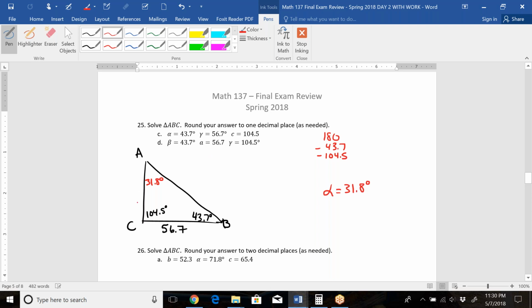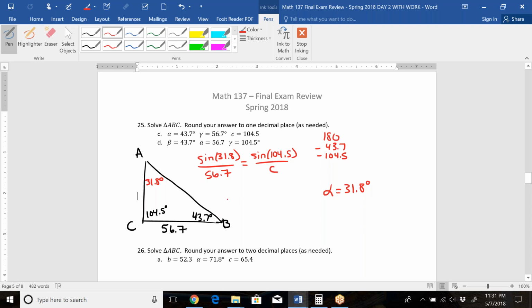And then I need to find little b and little c. So if I know an angle and a side across from it in any triangle, and I know another angle or another side, I can use the law of sines. So the law of sines says that if we do sine of 31.8 over 56.7, I have to use this angle and this side because that's the only two I have across from each other. And then I could try to find the longest side if I want to. So sine of 104.5 over, we'll call that little c.